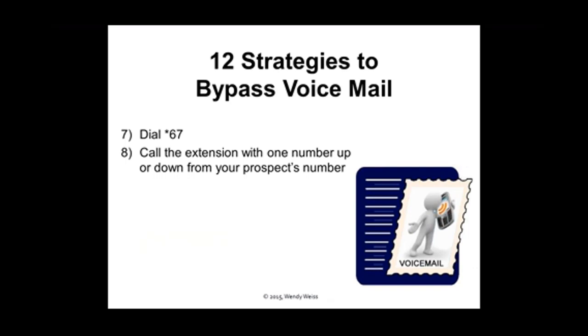If your prospect's extension, let's say, is 500, call 501 or call 499 because you're looking for somebody in the general vicinity of your prospect. If you can find a human being that is in the general vicinity of your prospect, is Jane Jones in? Could you tell her she has a phone call? Could you help me? People will do that.